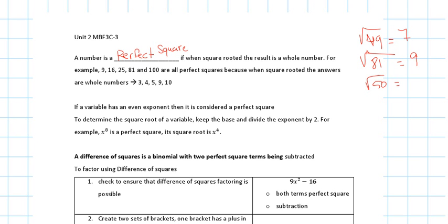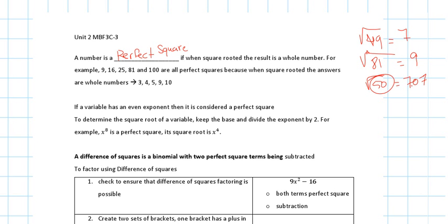You have the calculators, don't you? What's the square root of 50? 7.07. Is this a perfect square? No. So the minute you put a number in the calculator and you square root it and it doesn't give you a whole number, then it's not a perfect square.